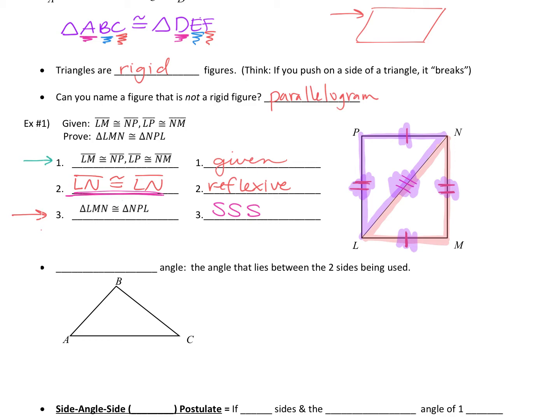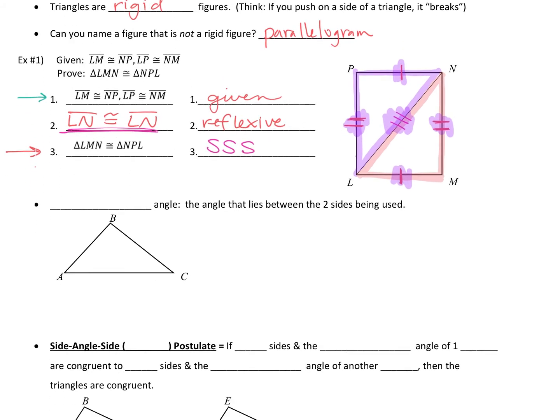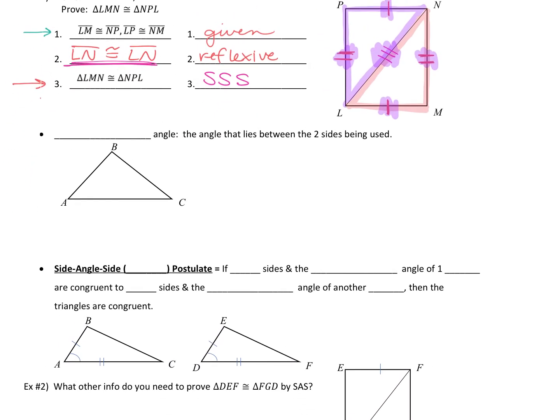We're going to talk about another one also, and that one uses some terminology that you've maybe not heard before, and that is the included angle. Okay, when we talk about an included angle, think about if you want to be included with your friends, you want to be in tight with them, right? An included angle is the angle that lies between the two sides that we're looking at.